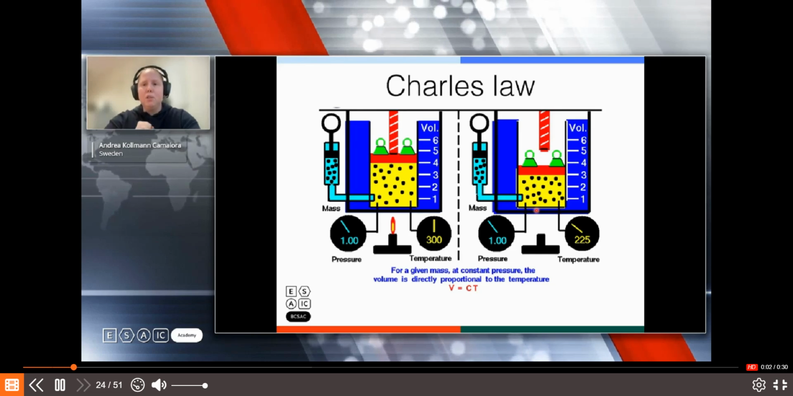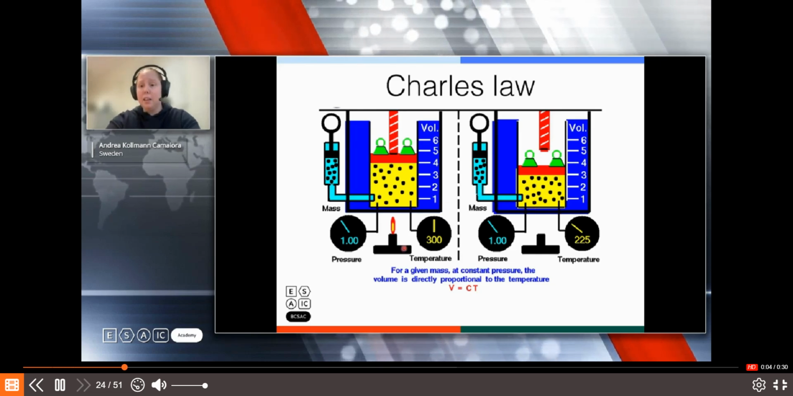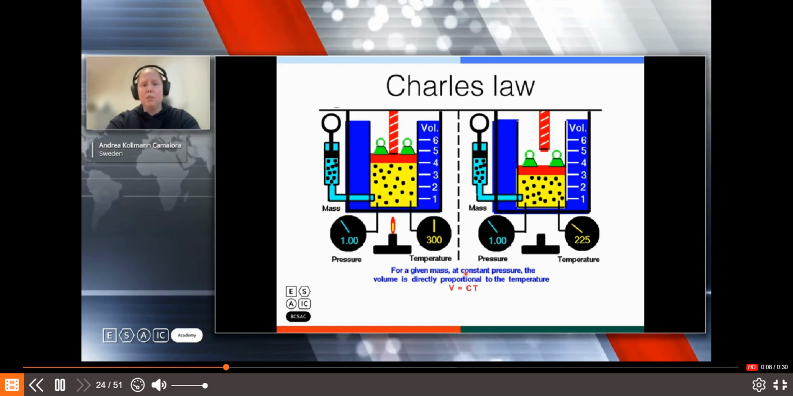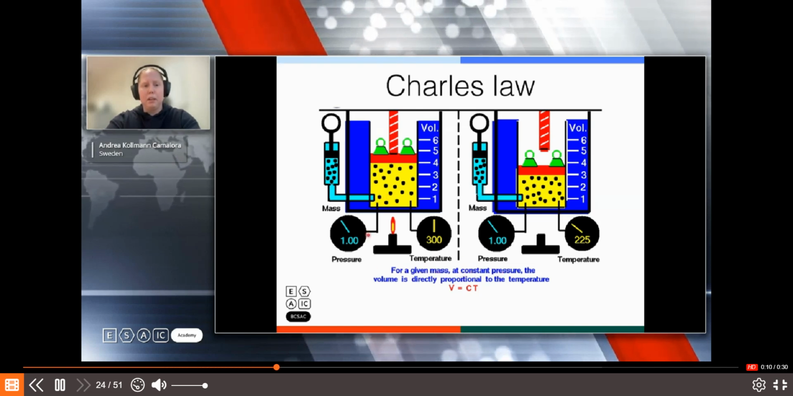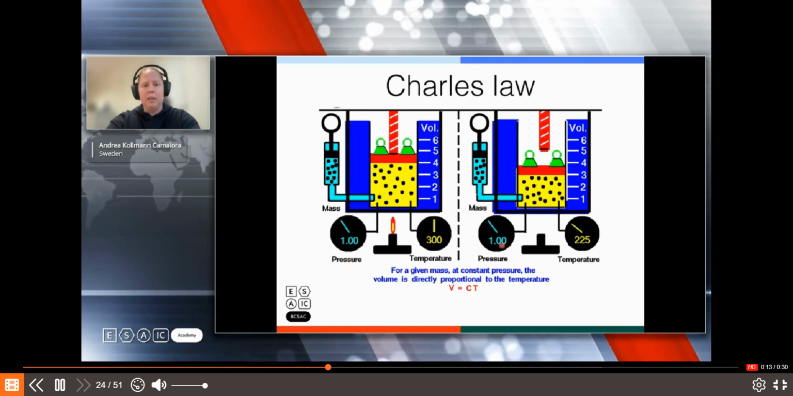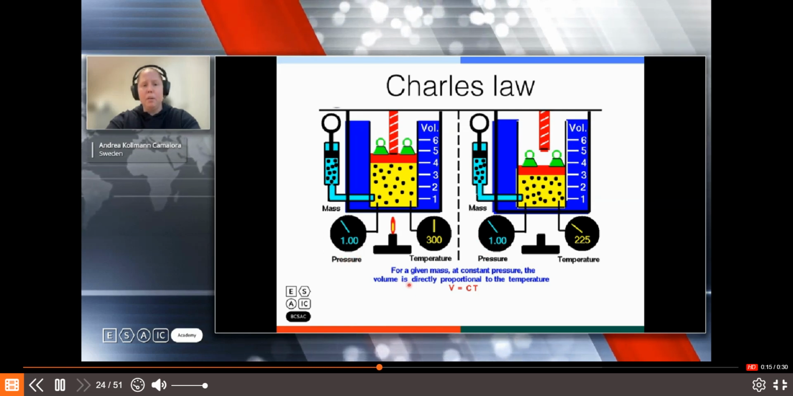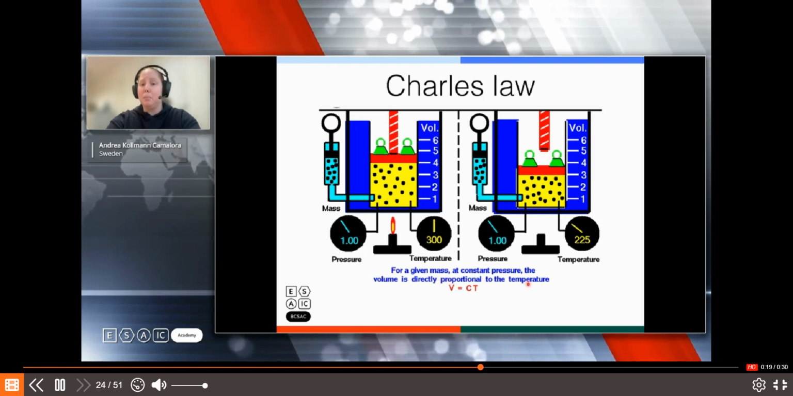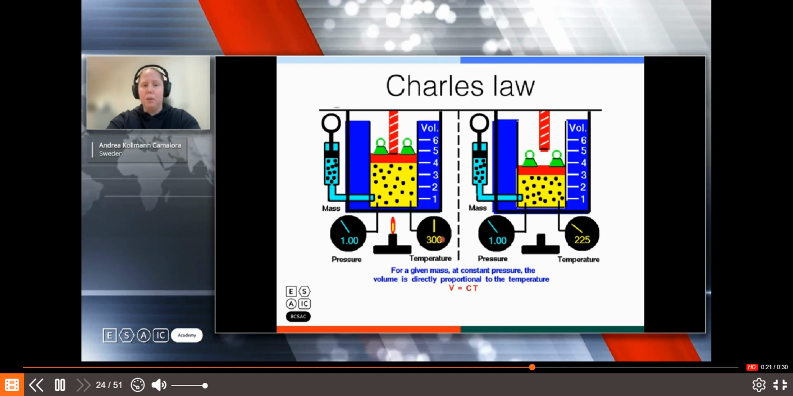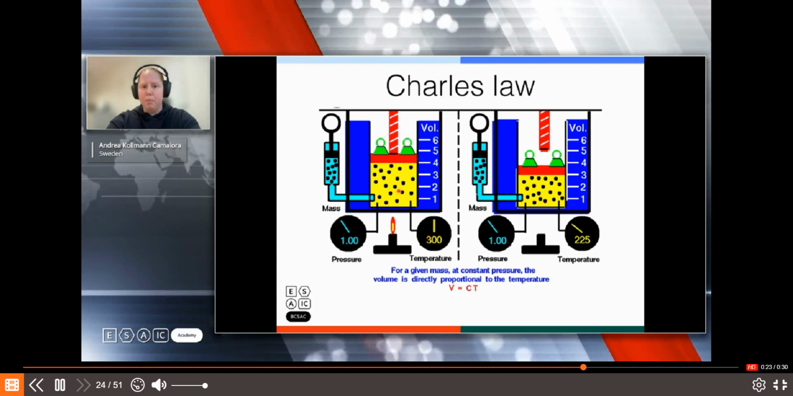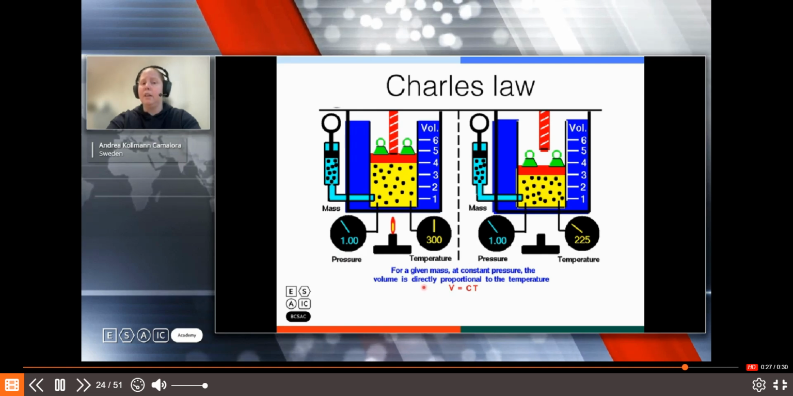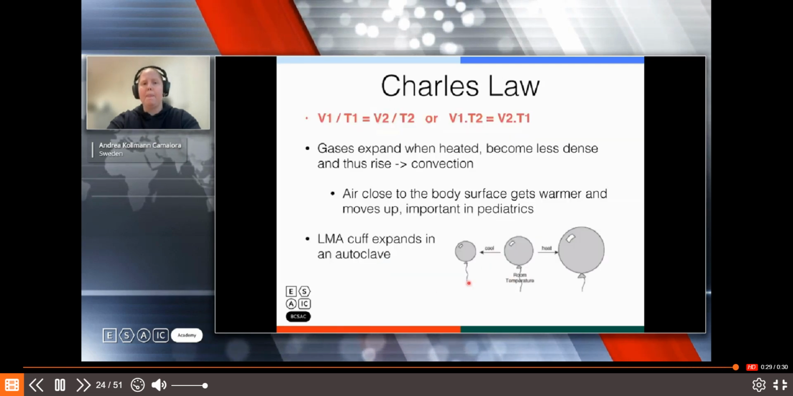Okay, we're going to go into Charles' law. Charles' law states that for a given mass, at a constant pressure, so the pressure here, if you see in the image, it's 1 and 1, the volume is directly proportional to the temperature. So more temperature, more volume. Less temperature, less volume. It's directly proportional.